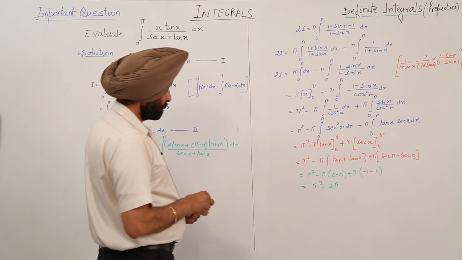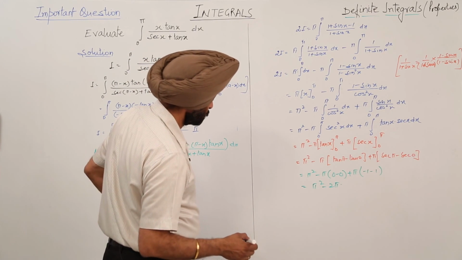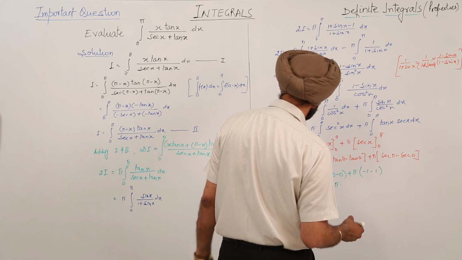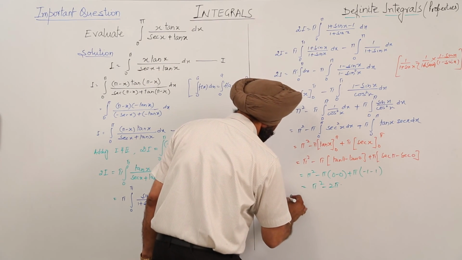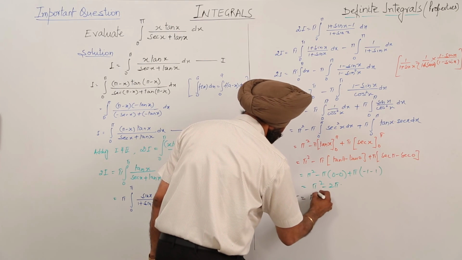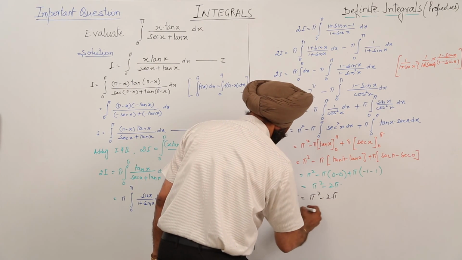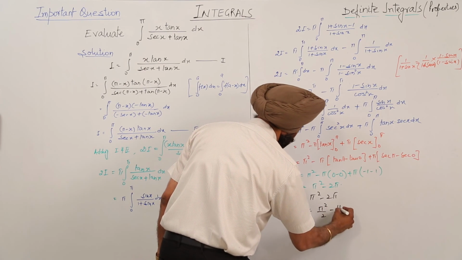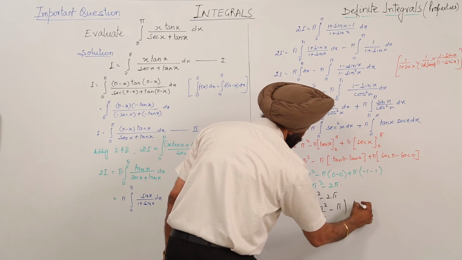Okay. Now 2I is equal to pi square minus 2 pi, so I is equal to pi square upon 2 minus pi, and this is the answer.